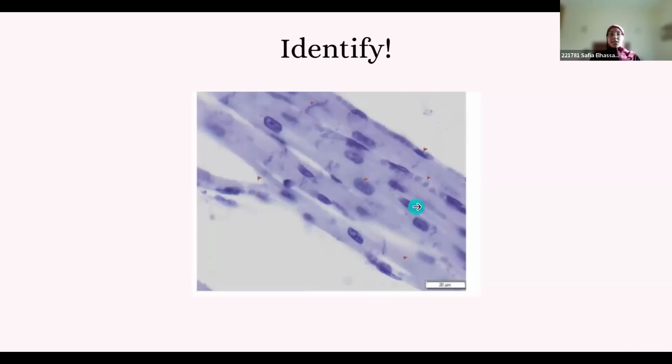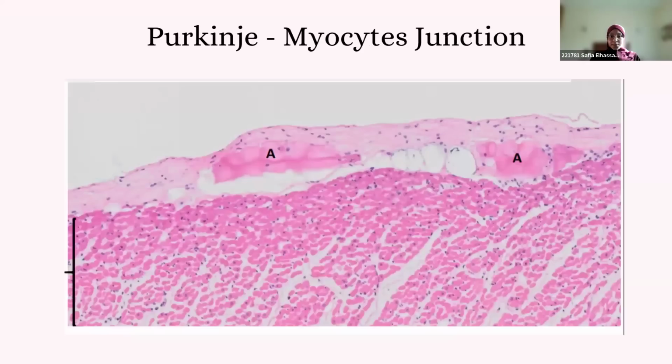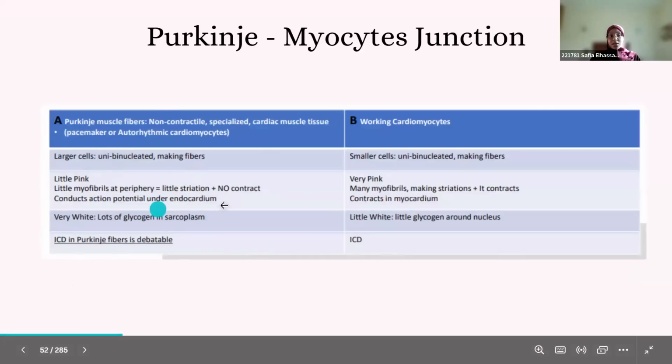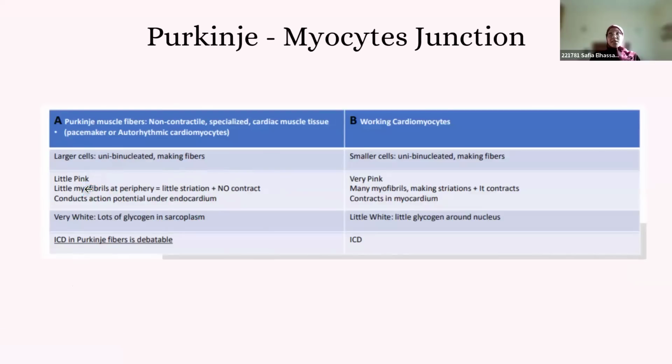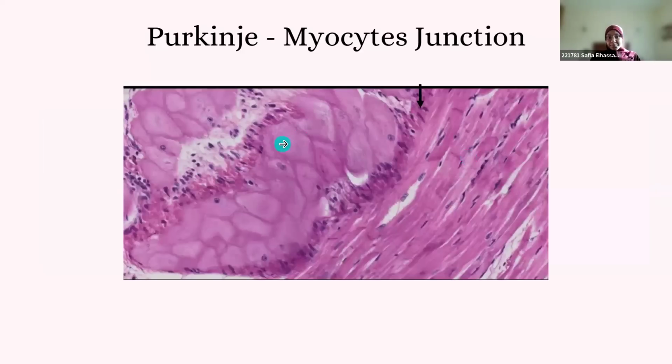Okay, someone is asking what would be the identification of Purkinje. So let's go back. These are specifically the features that you would see in the Purkinje cells. They're much larger cells. They tend to be paler, so they have very little pink compared to the cardiomyocyte, and that's because they take up the stain less intensely. They have a lot of glycogen, and they do not have intercalated discs. So intercalated discs, that's a feature that's very, very specific to cardiomyocytes. So here you can see it.